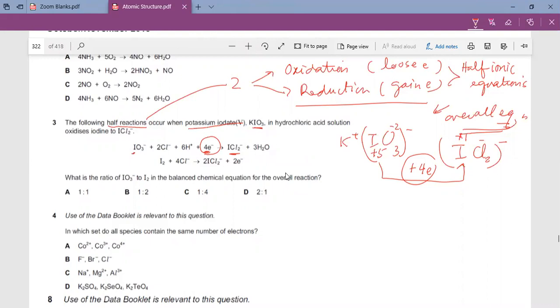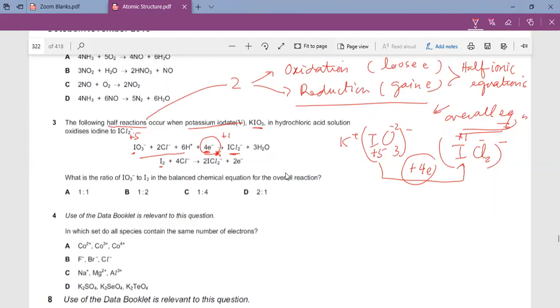You work it out slowly yourself. I'm going a bit fast, I know. Now the second reaction, of course, is I2. Iodine here. Now who is going to supply the electron? Who is going to give it? You can't get it from here. It must come from something. So who's going to give electrons? See now here, it's iodine. So iodine plus 4 Cl minus will give you this one here.